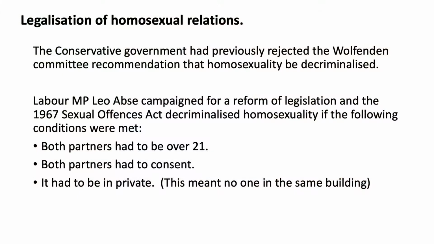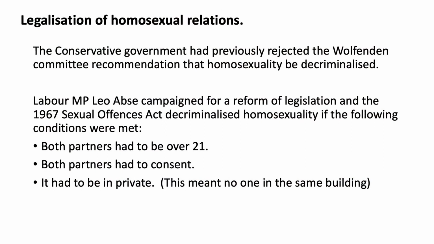Wilson, as leader of the Labour Party, also said this commission was wrong and homosexuality should not be decriminalised. However, our Labour MP, Leo Abse, campaigns for a reform of legislation, and we see the 1967 Sexual Offences Act decriminalises homosexuality if the following conditions are met. First of all, both partners had to be over the age of 21. That means the age of consent for homosexual relationships is above the age of consent for heterosexual relationships. So by no means are we seeing equality here, we're just seeing a change in legislation. Both partners had to consent, clearly that's the case, and it had to be in private. Now this meant no one else had to be in the same building.